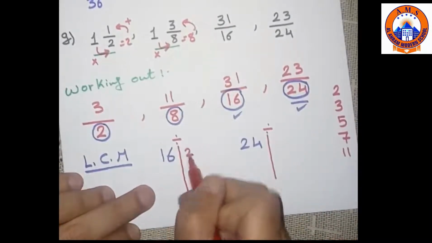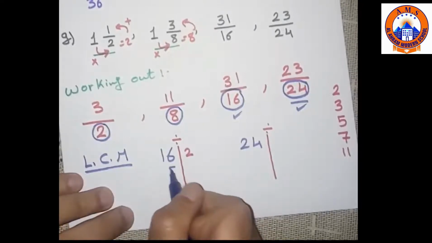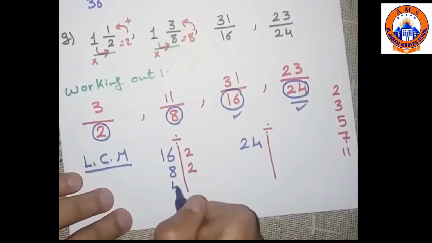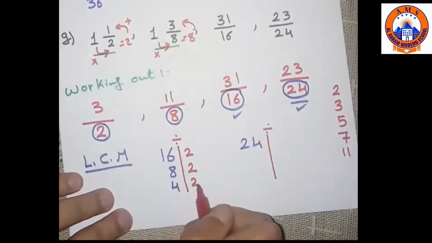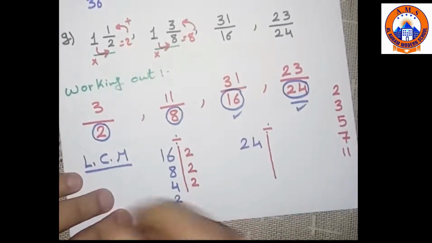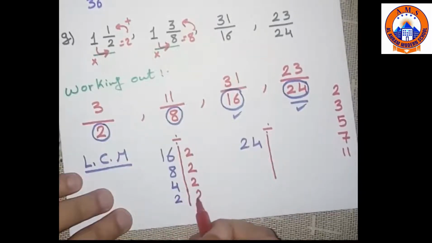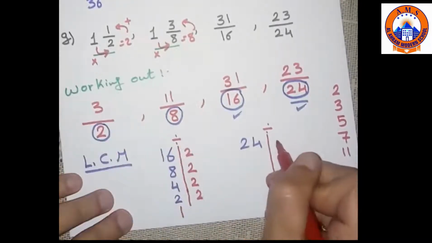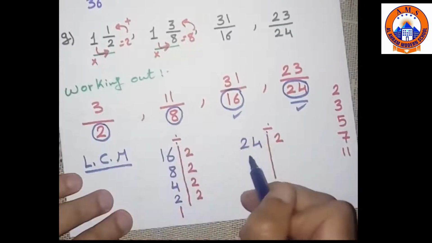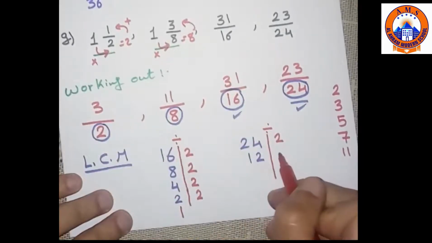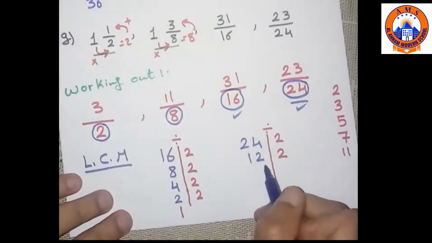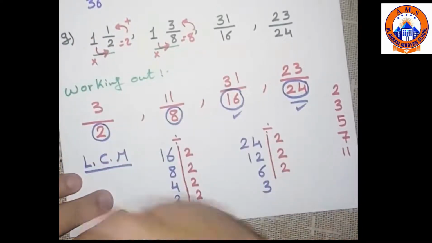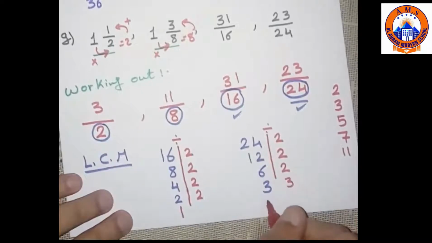It can be divided by 2, and the answer will be 8. And this 8 also can be divided by 2, and the answer will be 4. And 4 can be divided by 2, and the answer will be 2. And 2 divided by 2, the answer is 1. 24 also can be divisible by 2, and the answer will be 12. 12 can be divided by 2, and the answer will be 6. And 6 is divisible by 2, and the answer will be 3. And 3 is divisible by 3, and the answer is 1.